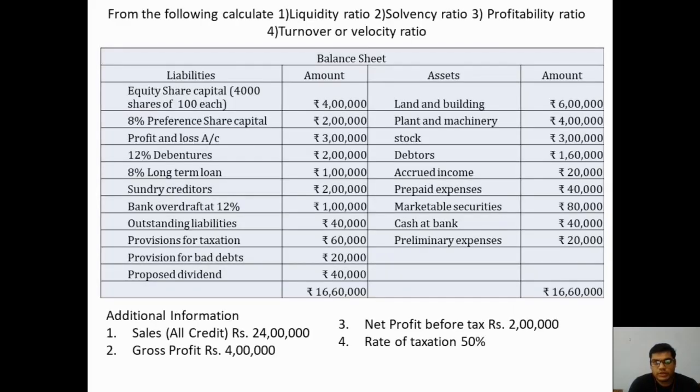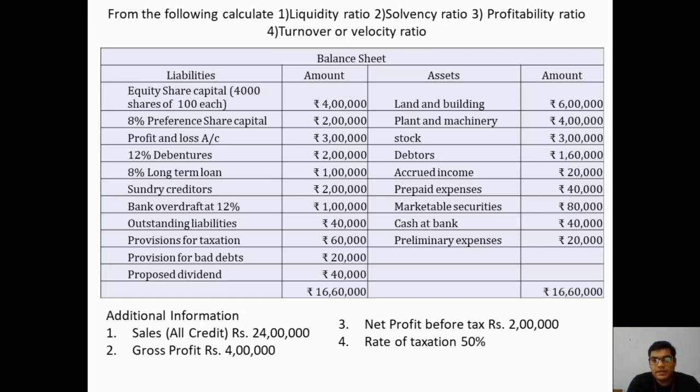This is the question. From the following we need to calculate liquidity ratios, solvency ratios, profitability ratio, and turnover or velocity ratio. There is a balance sheet given for the information. Let us quickly go through this balance sheet. Let us go through the asset side first.